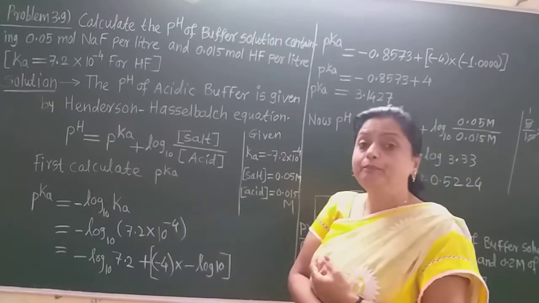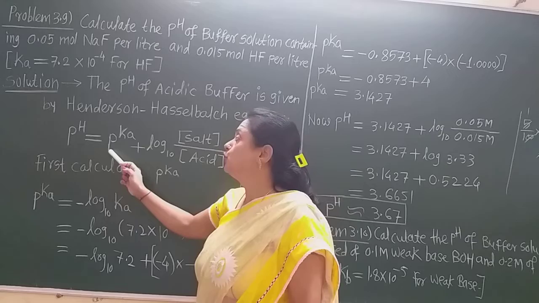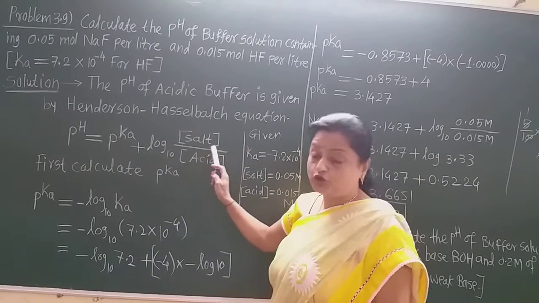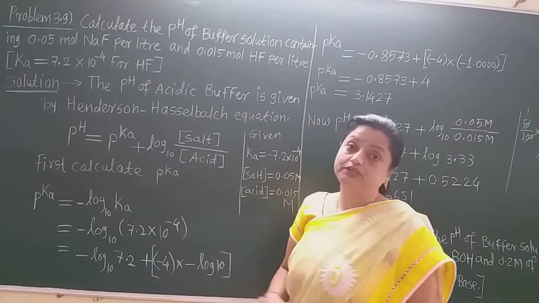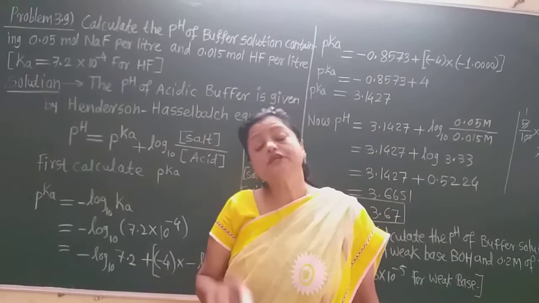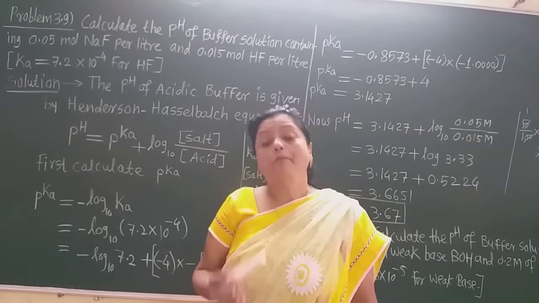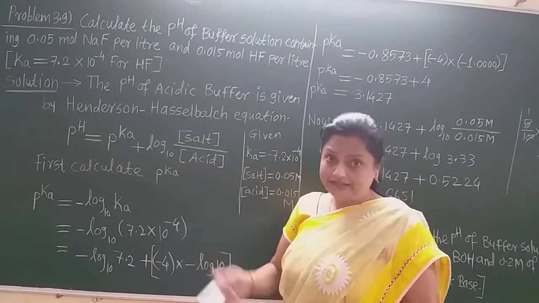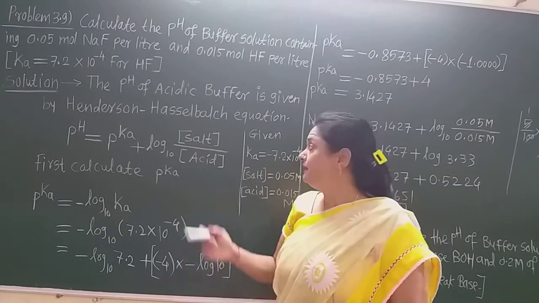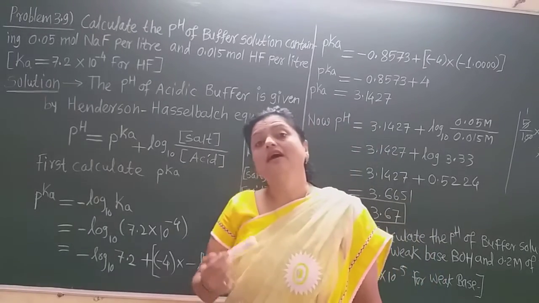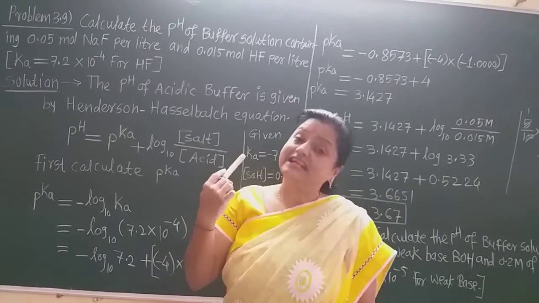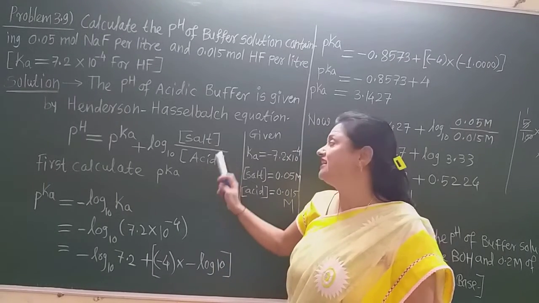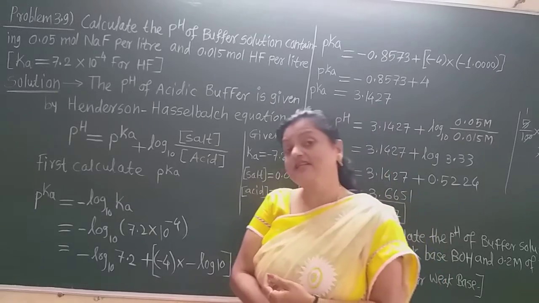This equation for pH is given as pH is equal to pKa plus log to the base 10 of concentration of the salt divided by concentration of the acid. Because we know that the acidic buffer is prepared by mixing 50% of the weak acid and 50% of its salt, which is derived from that weak acid and a strong base. So in the formula there is the concentration of salt and the concentration of the acid.